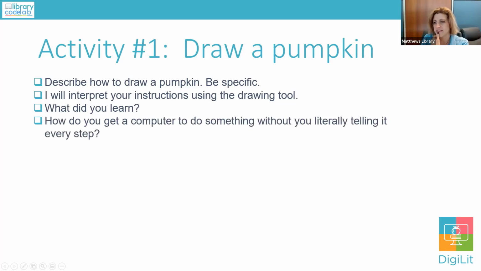And then the next little video will make this a little bit clearer. It's going to go over a little bit about building a program and how you get a computer to do something without you literally telling it to do every single step. It's something called an algorithm. We're going to go on to that video now, unless there are any other questions.